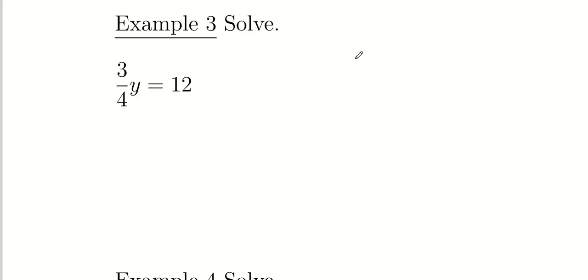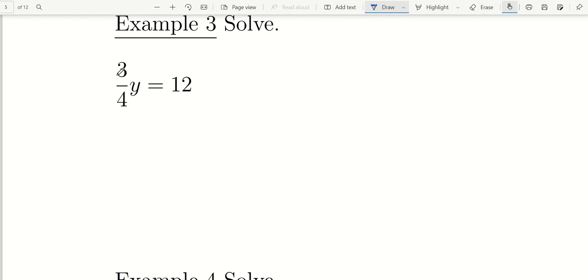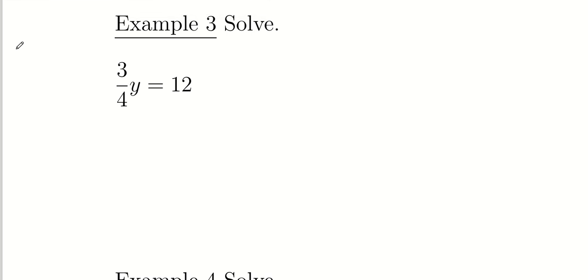Let's take a look at example 3. This is a unique problem. I'm actually going to show you two different ways to work this one out. Here, the way it's written, it's 3/4 y, which means 3/4 times y equals 12. If we take the literal approach we've been doing, we say to ourselves, okay, we need to remove a multiplication by 3/4. The way that we do that is to divide both sides by 3/4.